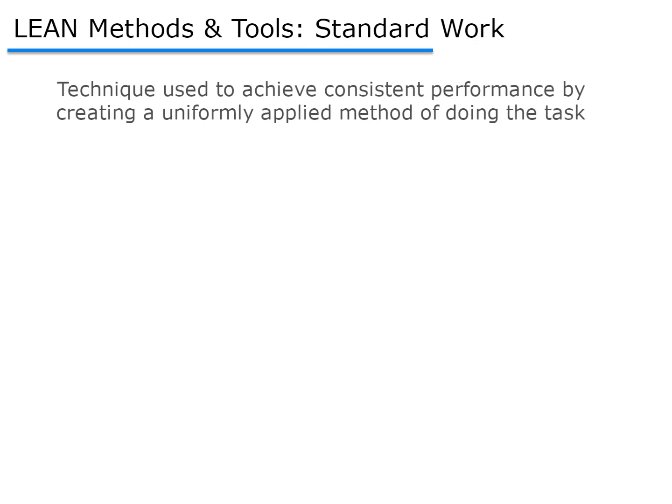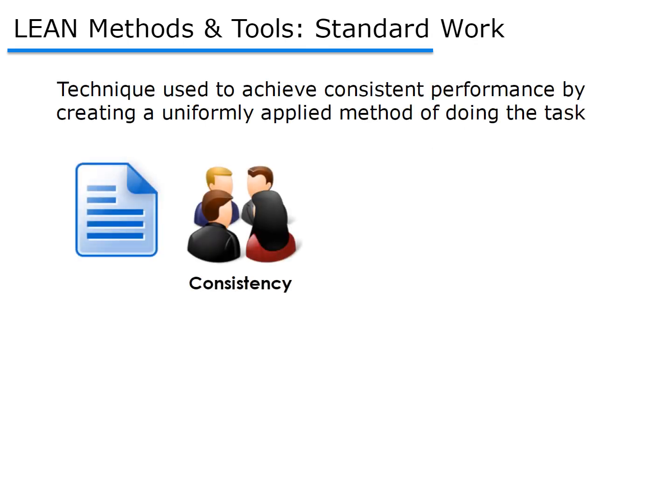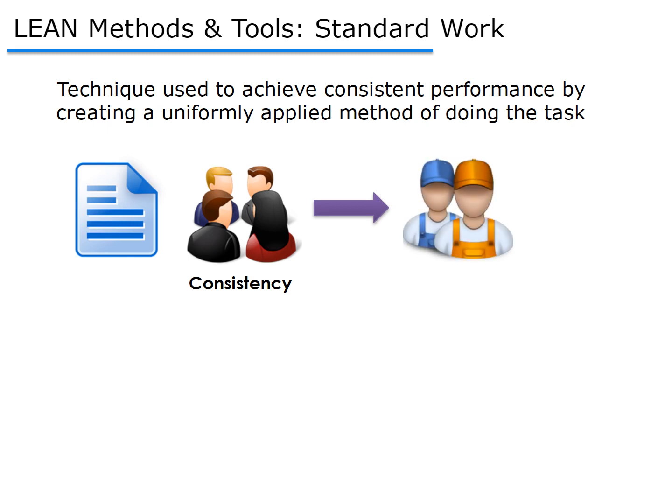Standard work is the technique used to achieve consistent performance by creating a uniformly applied method of doing a task. The objective of standard work is to be consistent in the output irrespective of who is doing the task. Consistency being the goal, the team members must agree on the best method and then follow it. They may then test and revise the method as needed using data from the tests. The people who will actually perform the tasks are actively engaged in setting, following, and evaluating the standard work.